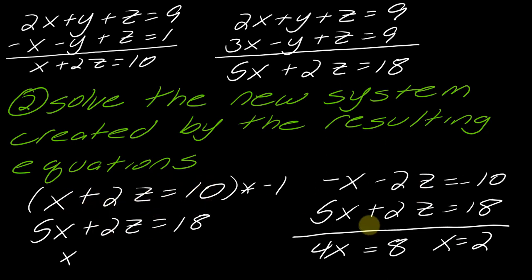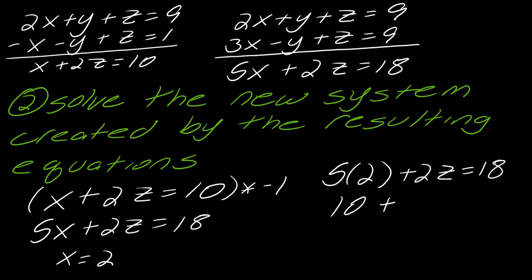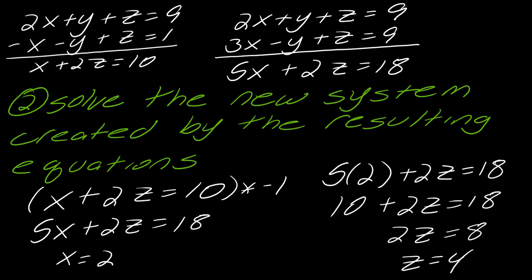So we can solve this original system. I've got x equals 2. I'll note that over here so I can clear some space. Okay, so I have x equals 2, and I can go full steam ahead with finishing the solution. I'm going to plug this into the second equation. So 5 times 2 plus 2z equals 18. So I have 10 plus 2z equals 18. Subtract the 10, and I get 2z equals 8. Divide both sides by 2, and I get z equals 4. Now I've got x equals 2 and z equals 4.